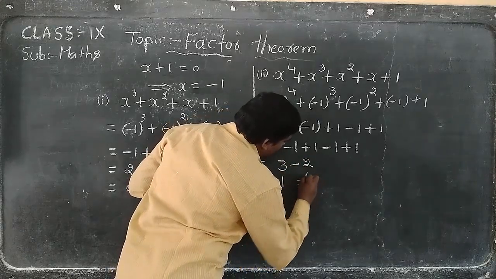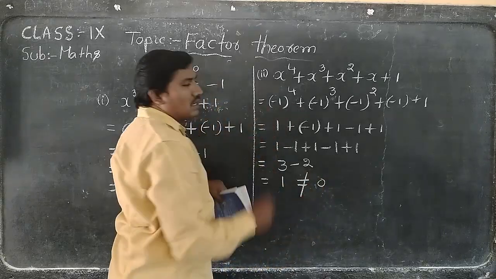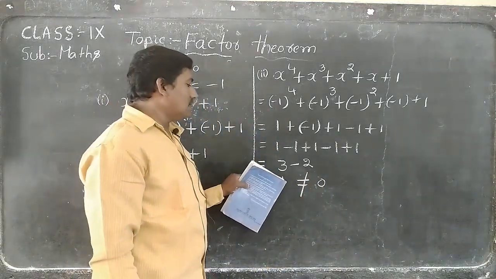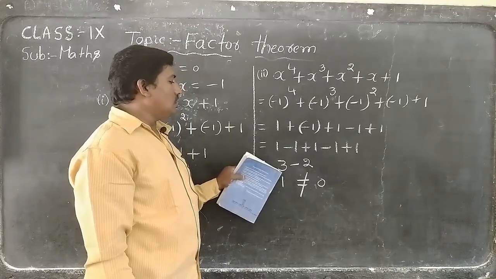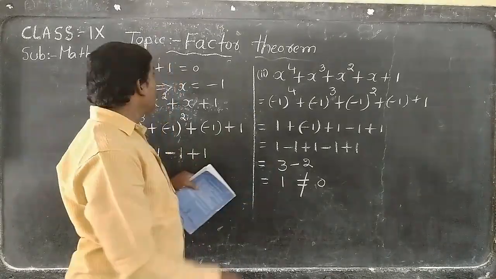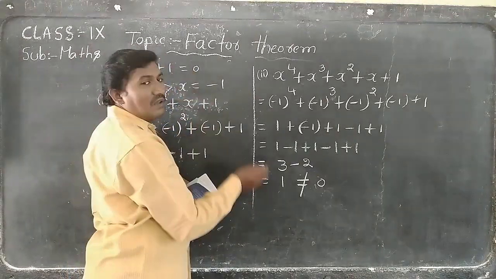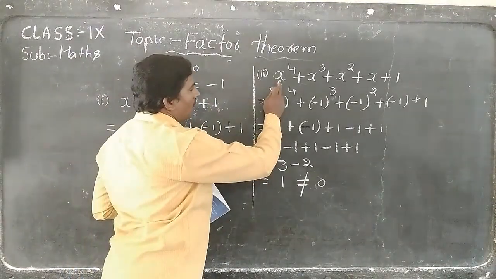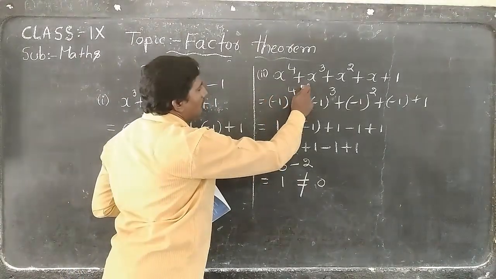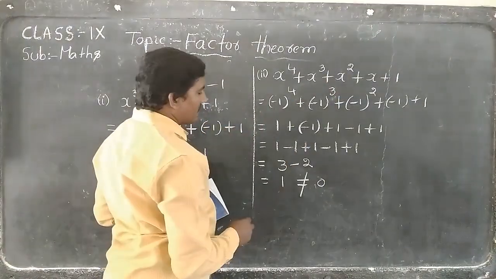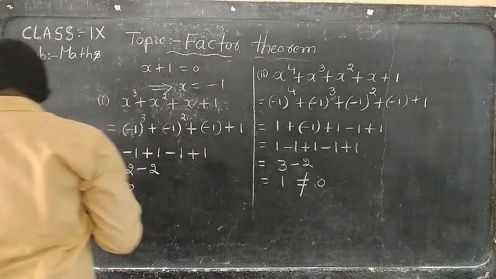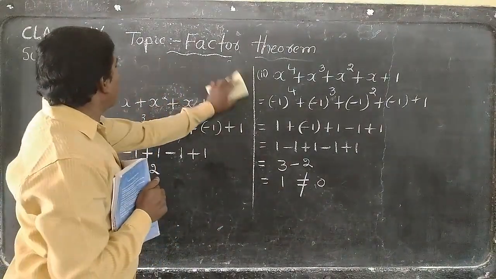1 is not equal to 0. We want 0 compulsorily. When the value is 0, it is a factor. So x plus 1 is not a factor of x power 4 plus x cube plus x square plus x plus 1. It is not a factor. Okay, see, we will discuss one more problem here.